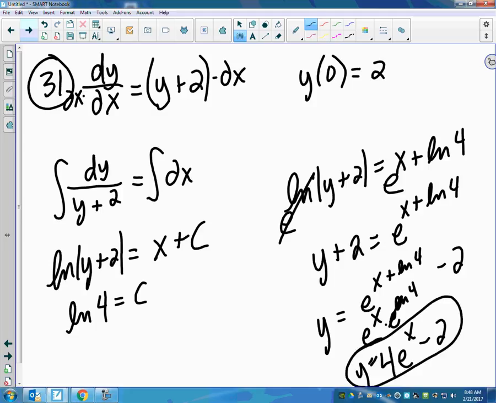Is that kind of like 32 as well? Yes, because you can divide the y plus 1 over, and same idea. Like you might have an ln of 2 up in your exponent if you solve for c first, and that brings the 2 out front. But yes, 32 is very similar to this one. That's the one I sent you guys, right?